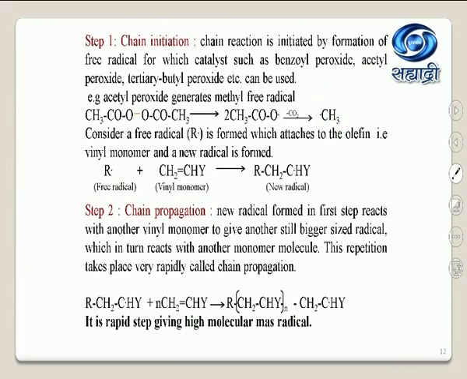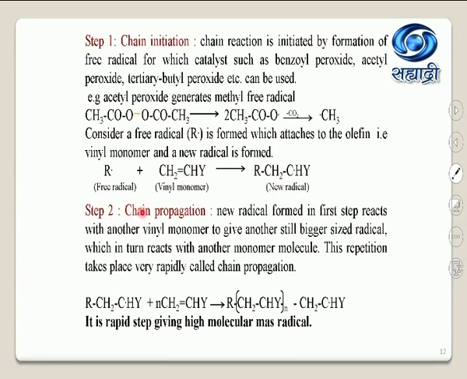Okay, so consider this free radical, that is R, which is formed and attaches to the olefin, that is the compound containing a double bond, or vinyl monomer, and a new radical is formed. So here, when this free radical is added to the vinyl monomer having a double bond, it gives a new free radical. In this way, in this first step, a free radical is formed.